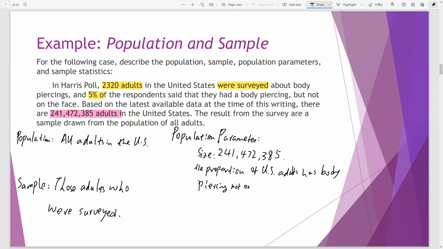Not on the face. That is what's surveyed for: do you have a body piercing that is not on the face? That is the population parameter, even though the proportion of the population is unknown. That is what we are looking for, what the study is trying to conclude. So that is the population parameter they want to get.